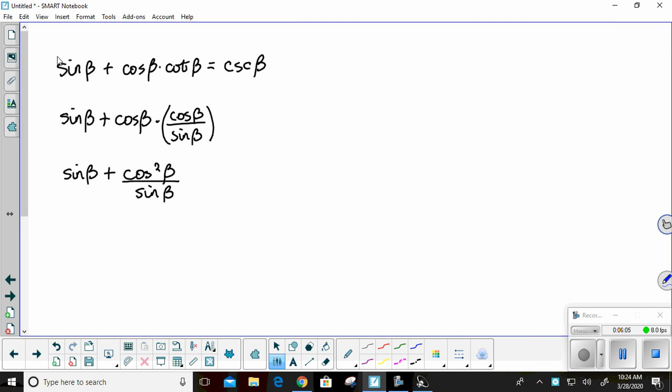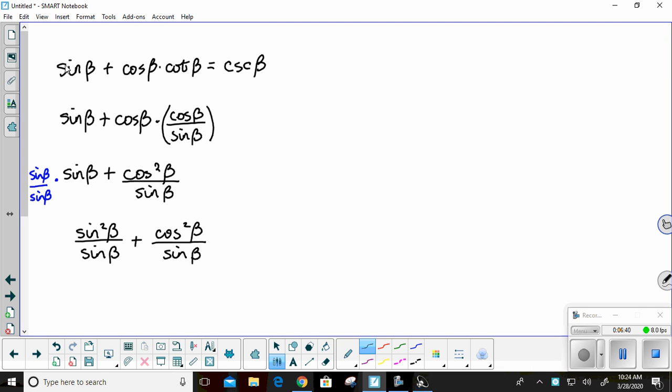So I've got to multiply this one over here by a sine beta on top and bottom. Okay, so if I'm multiplying by a sine beta on top and bottom to get common denominators, then I'm going to end up with sine squared beta over sine beta plus cosine squared beta over sine beta.